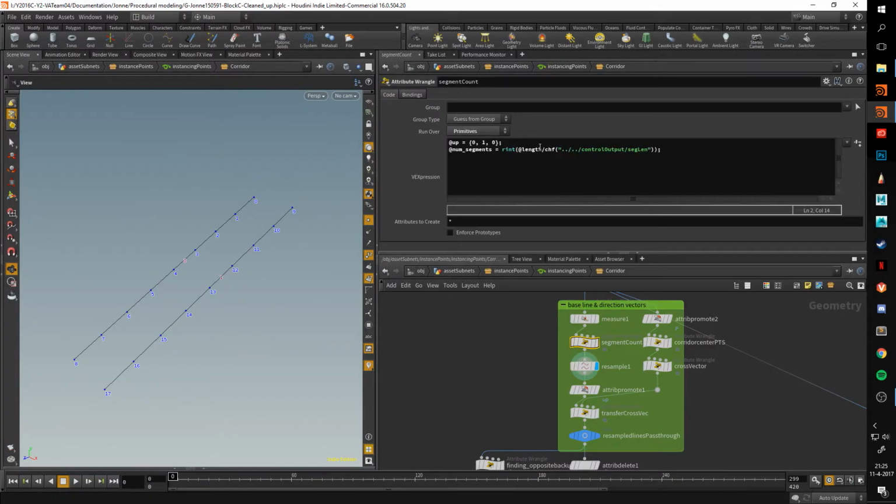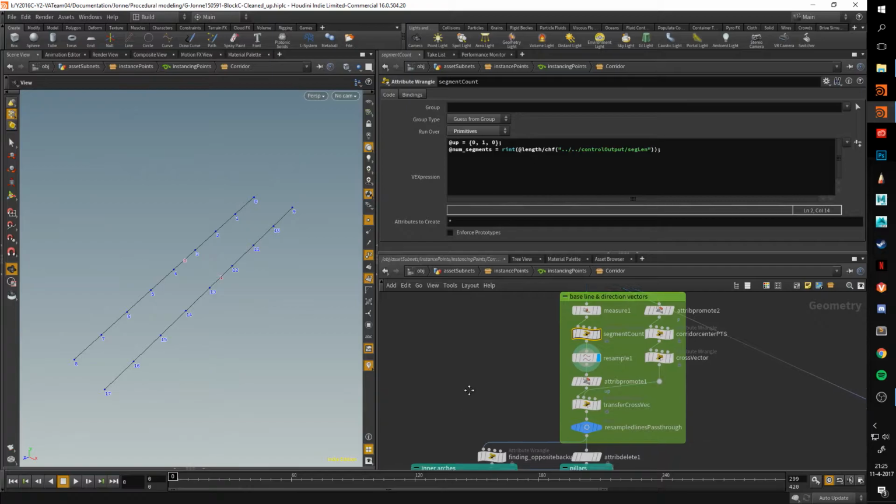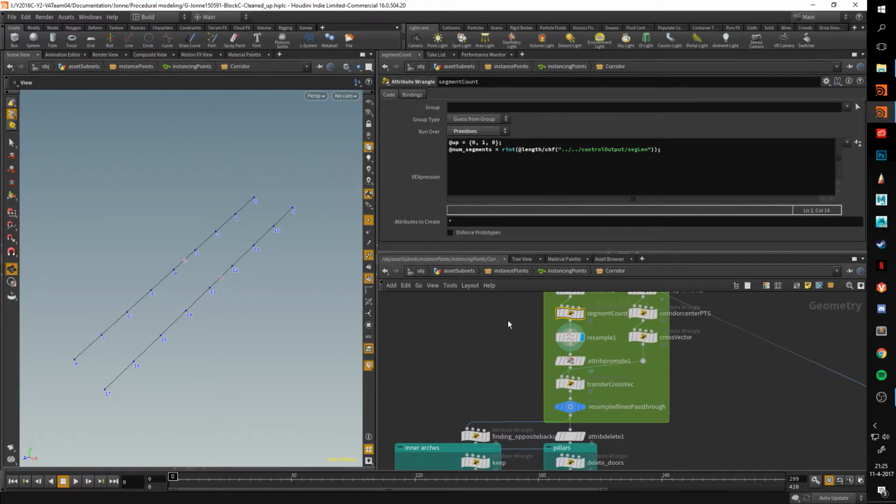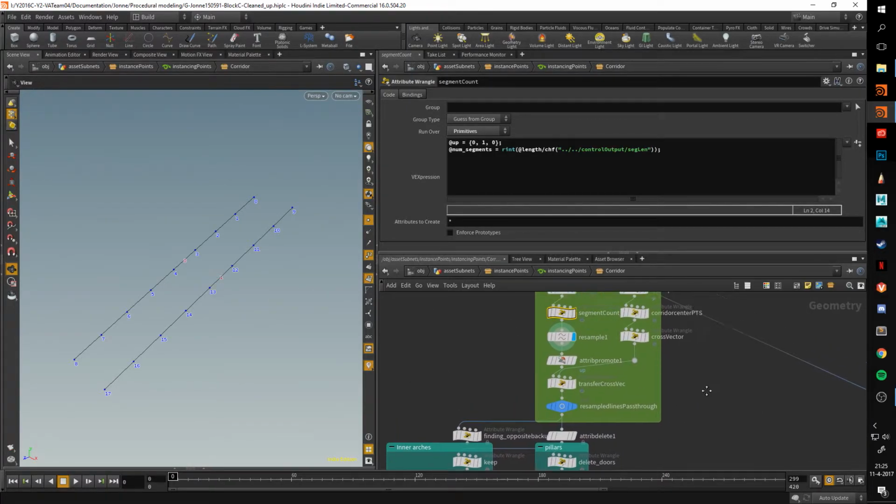So in here, I can make an additional little script that could say, make sure that if the length is a bit bigger, then add another point. Now, I didn't do it in this case because I wanted just the per primitive control, but those are possibilities.